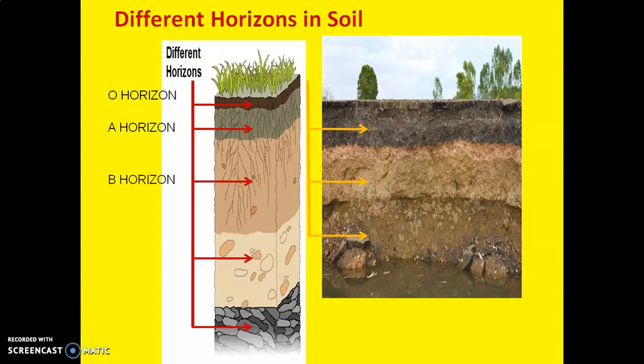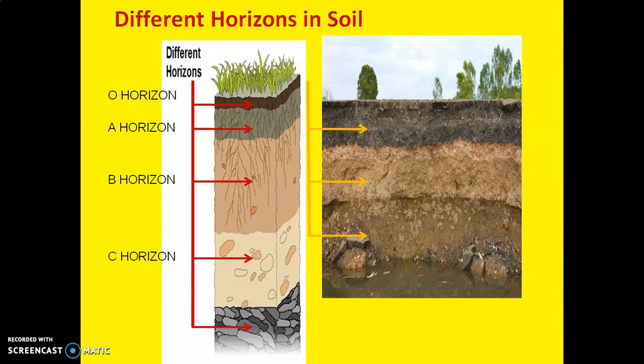The soil which lies immediately below the surface soil is called subsoil. This soil is rich in minerals but lacks organic matter. Subsoil is lighter in color as compared to surface soil. This soil horizon is referred to as B horizon.